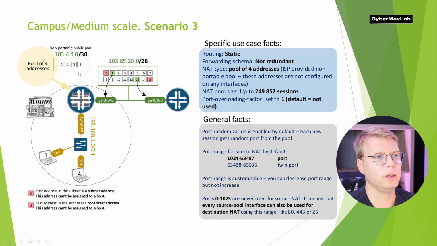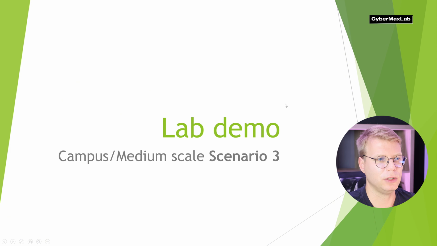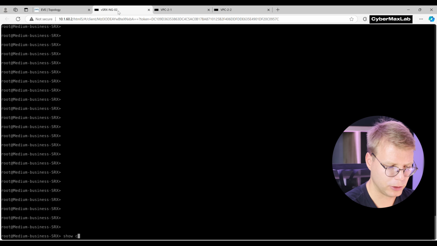In this case, again, very similar routing is still static, non-redundant for forwarding because we have a single ISP. But in this case, we consider a pool of 4 individual addresses, non-portable, and our total sessions with the overloading factor set to 1, which is the default, is around 250,000 sessions. Let's have a look at the lab demo. Let's start with verifying the configuration.